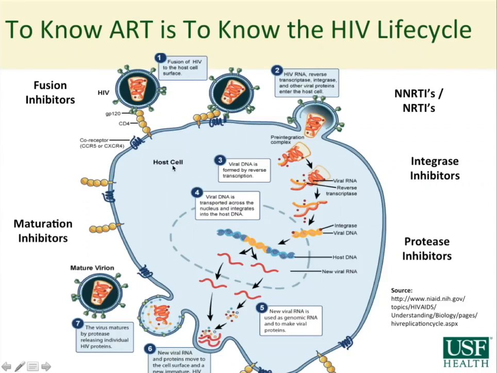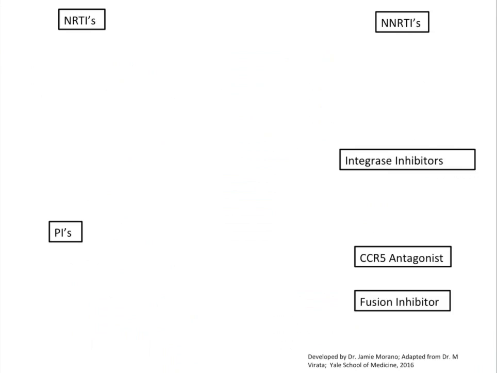So the thought is, if you stop the replication, you can slow down the production of virions and then stop transmission of this virus to other cells. So you're preserving your T cell count and you're decreasing your viral load, ideally to nothing.